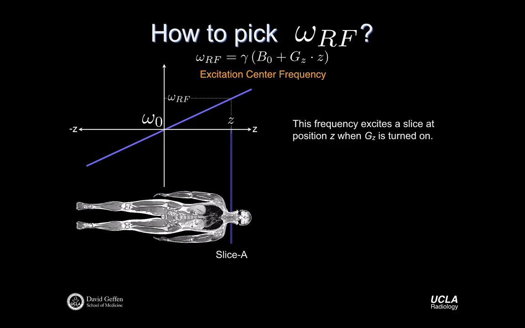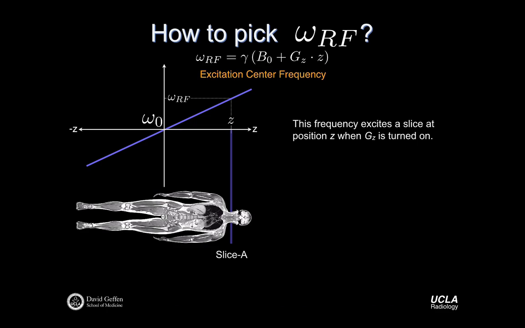Okay, so how do we pick the omega RF? That's the carrier frequency for the RF pulse. It's pretty straightforward. We have our B0, so that's our fundamental baseline frequency, if you will, and now we're applying a gradient, GZ dotted with Z. And you, as a user, will have someone lying in the scanner, and you know what slice you want to acquire, usually just by almost drawing a line on some image that you've already obtained of the subject or object that you're imaging. And so then it's pretty straightforward.